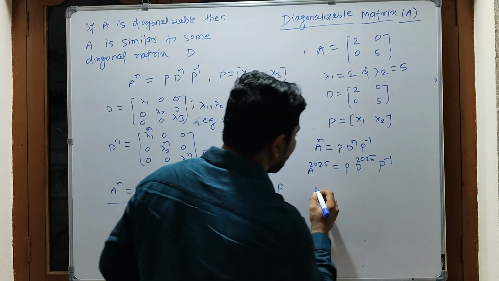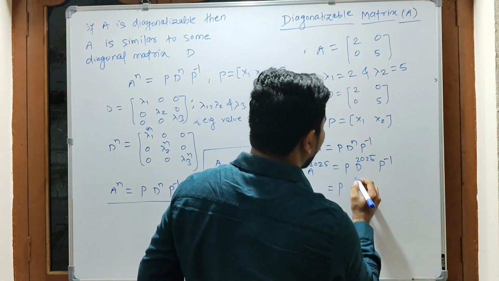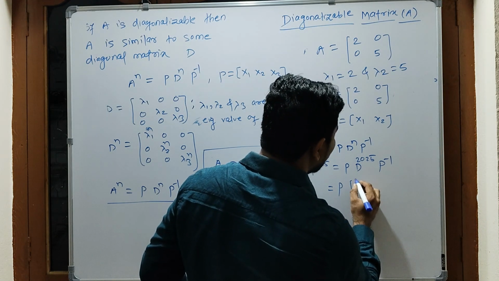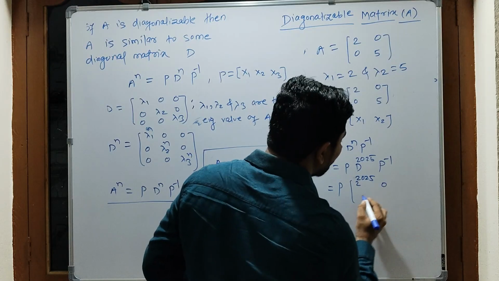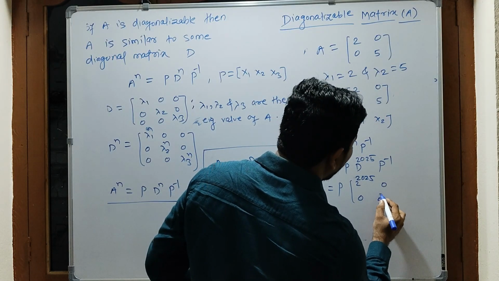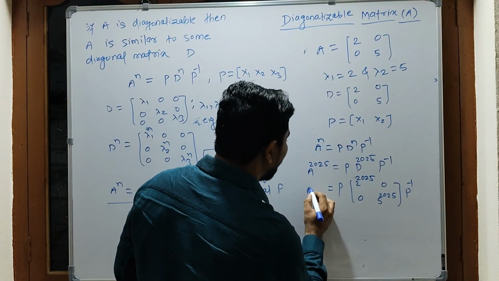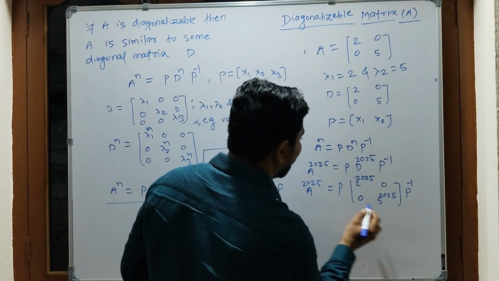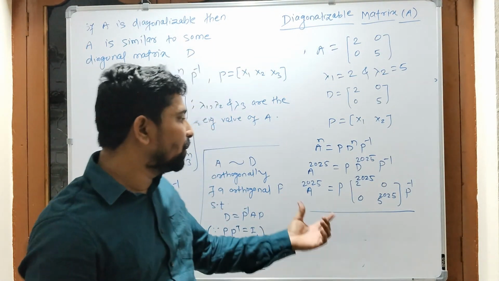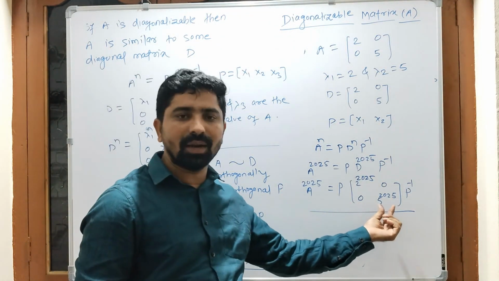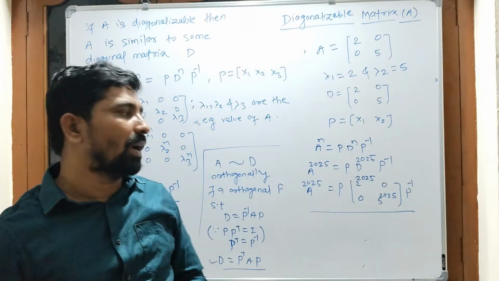Write P as it is, and here write D as 2 to the power 2025, 0, 0, and 5 to the power 2025, and this is just P inverse. So this is my A power 2025. In this way you can calculate any power by using the modal matrix P and the diagonal matrix D. So this is all about diagonalizable matrices.